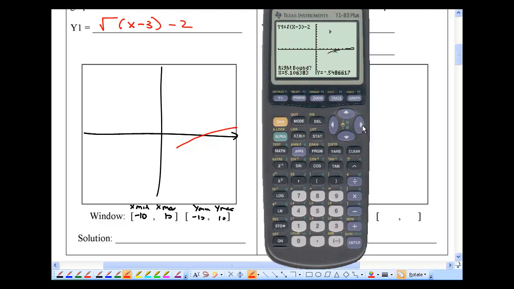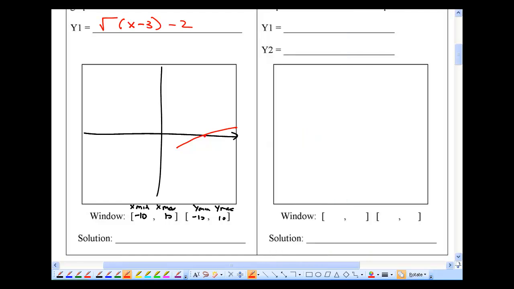Then move it to the right of the zero, so past the zero. Press enter. Then give it a guess. I'll do that. And lo and behold, it says 7. So this solution, this coordinate, must be (7, 0). My solution just asks you for the x value.